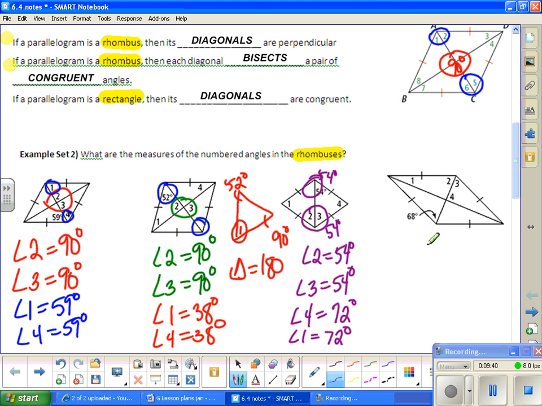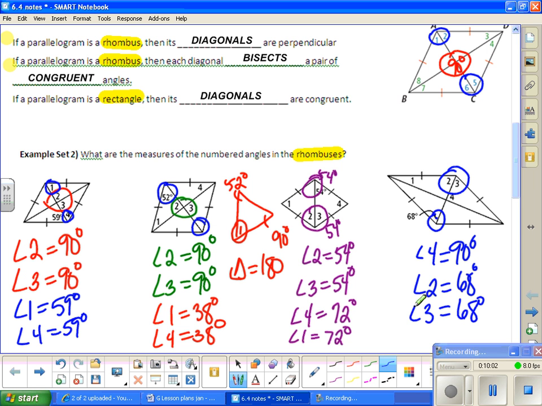Alright, and the last one, again, I have a rhombus, the diagonal, so I know that angle 4 automatically is 90 degrees. If this is 68, then I'm looking across at these two angles. So angle 2 is 68 degrees, and angle 3 is 68 degrees. And then I want to find the last one, which is angle 1.